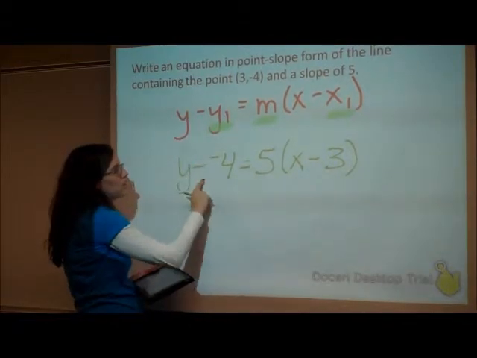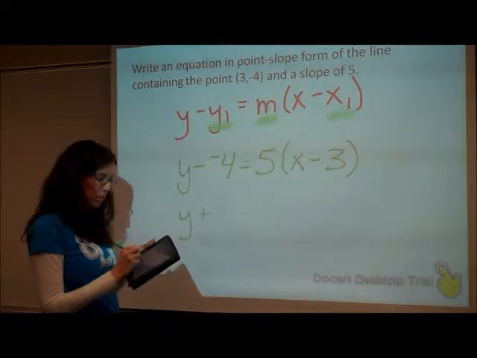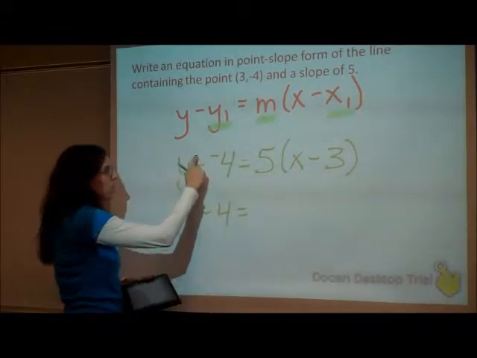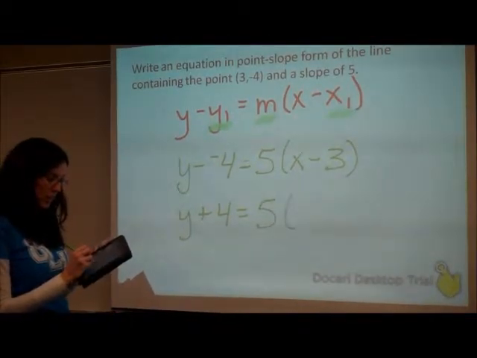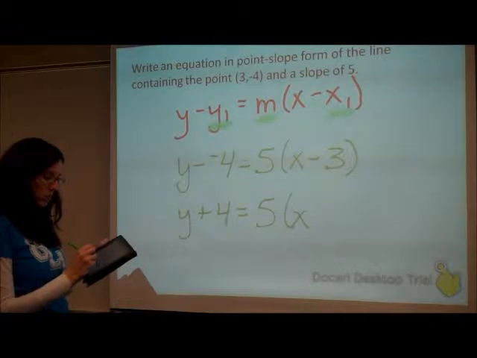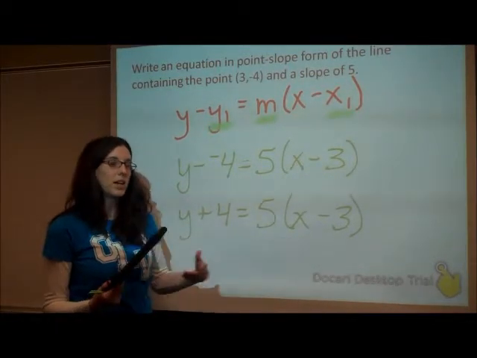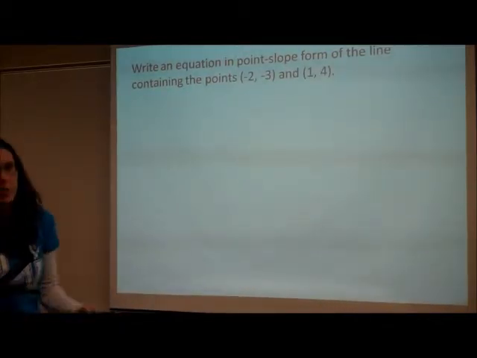Now, we can simplify this just a little bit. Y minus a negative number is the same as y plus a positive. Okay? Add the opposite. So we could rewrite that as y plus 4 equals 5 times the difference of x and 3. Right? Now, let's go a little bit harder.